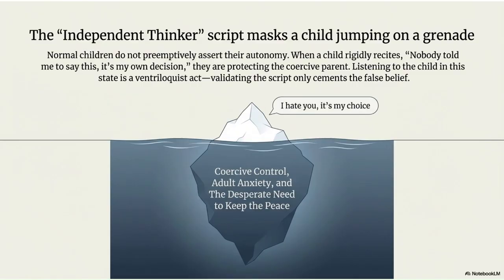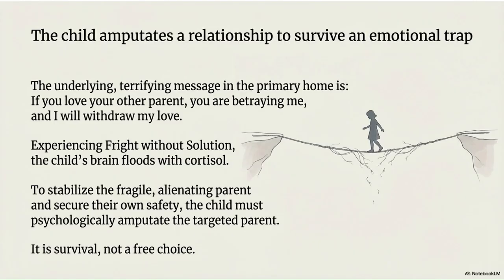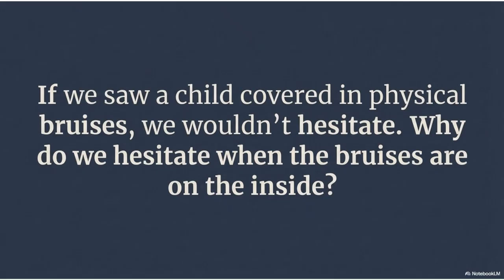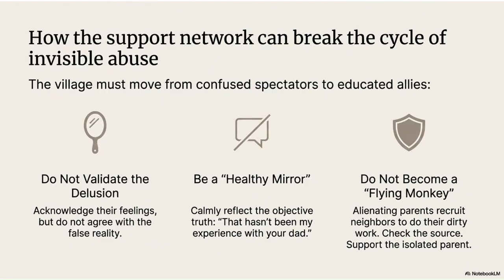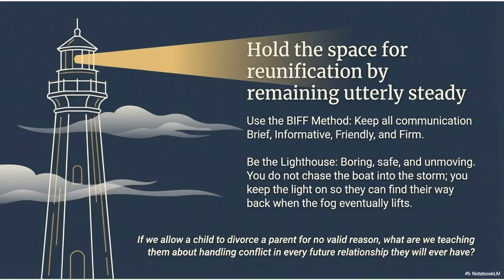Exactly. So when the village hears those scripted lines, what should their role be? How do they support the child without validating the delusion? They have to act as a healthy mirror. If the child claims you are dangerous or evil, the village shouldn't argue, but they absolutely shouldn't agree. They remain strictly pro-relationship. You gently plant seeds of doubt. A teacher or grandparent can simply say, that's interesting, that hasn't been my experience with your dad at all.